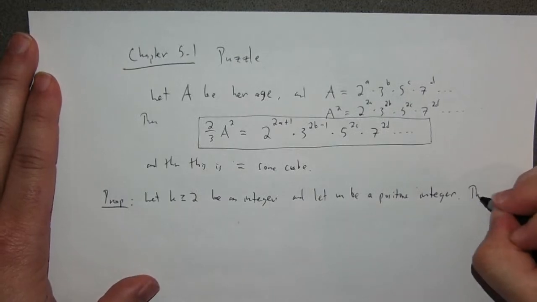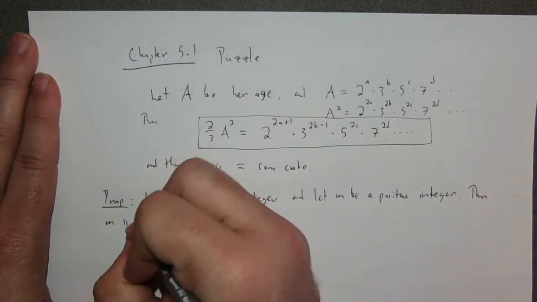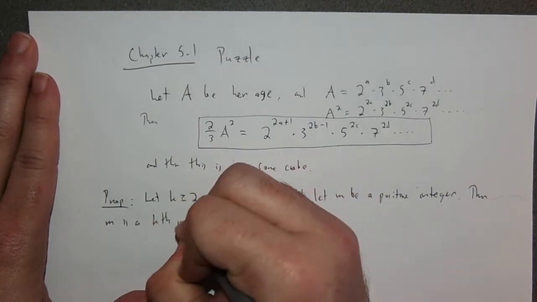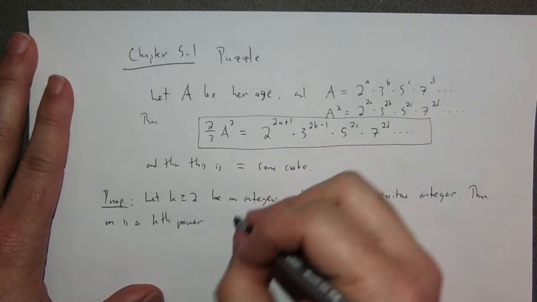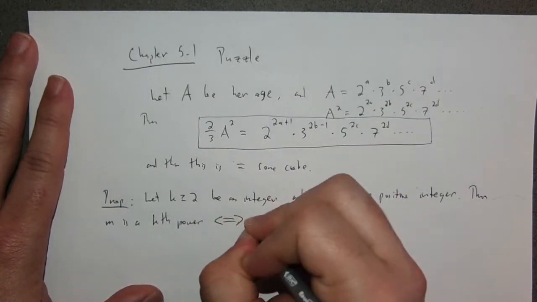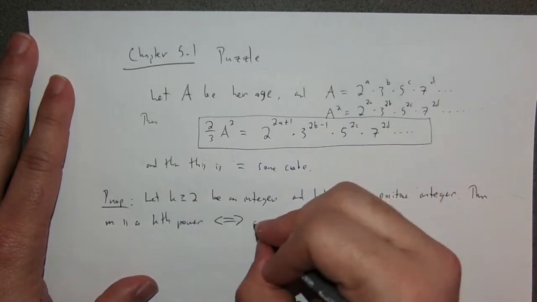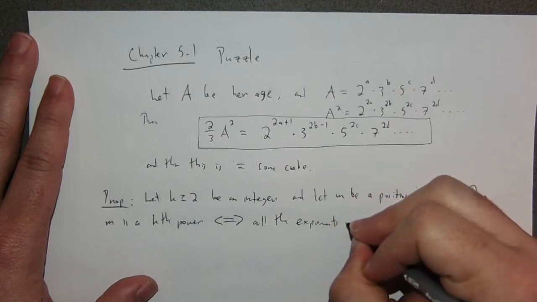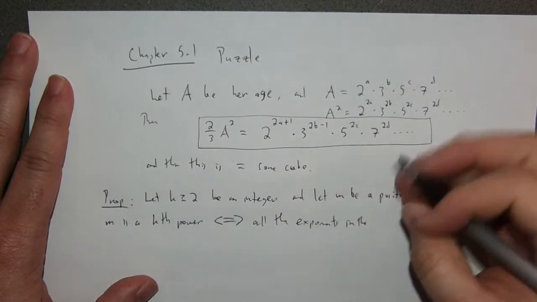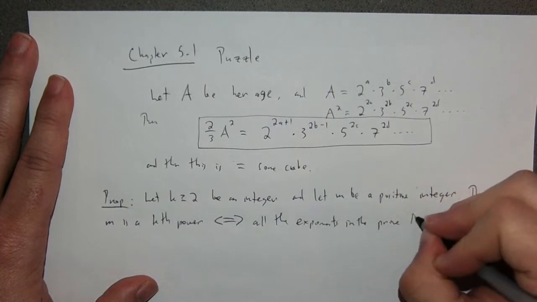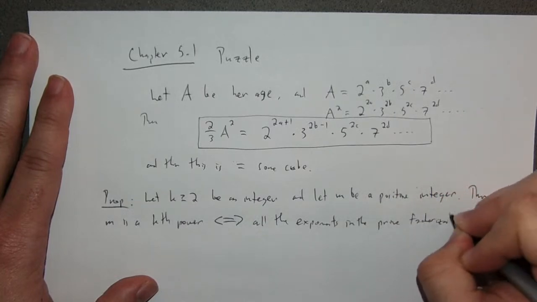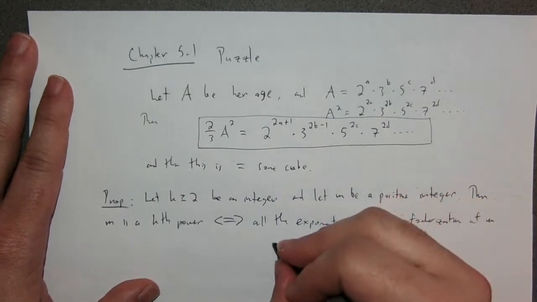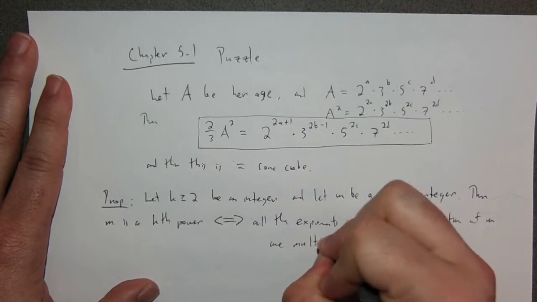Okay, then m is a kth power if and only if all the exponents in the prime factorization of m are multiples of k.